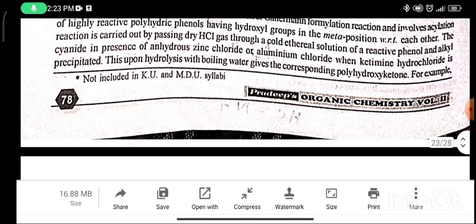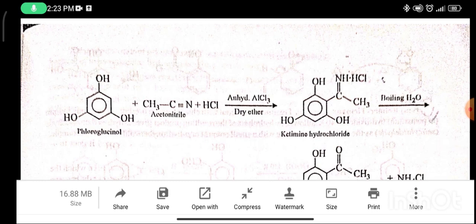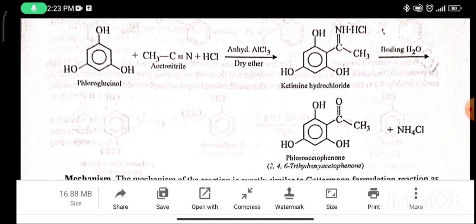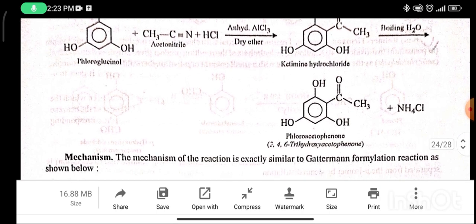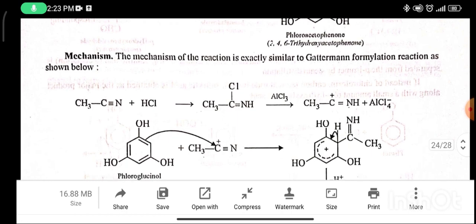For example, phloroglucinol reacts with acetonitrile in anhydrous ZnCl2. It gives ketimine hydrochloride, boiling H2O. It gives 2,4,6-trihydroxyacetophenone plus NH4Cl. The mechanism of the reaction is exactly similar to the Gattermann formylation reaction as shown.